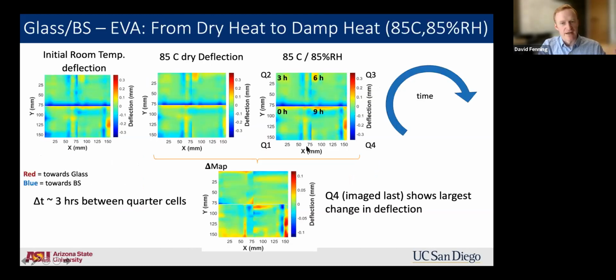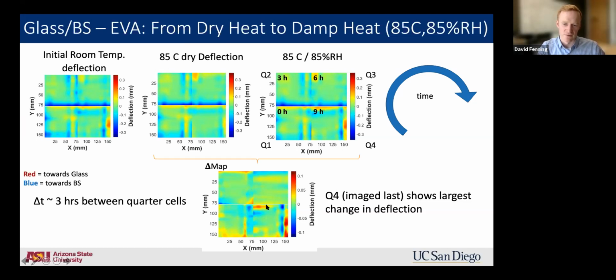The really interesting part comes as we introduce moisture here. So moving from a dry 85°C condition to a damp heat condition. So we go from this deflection map just shown. We soak the module for about a week, allowing a gradient of water from the sides of the cells to the interior. And as we see, as we measured over time, the difference map is actually rather distinct between each of the 4 quadrants of the cell measured over time.